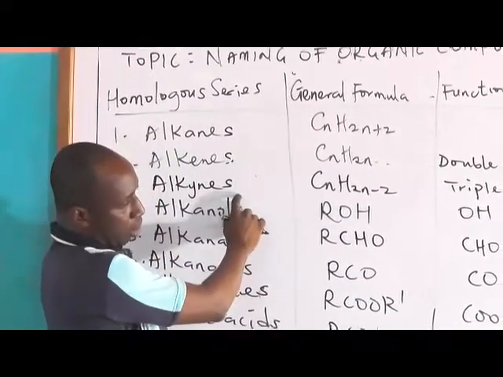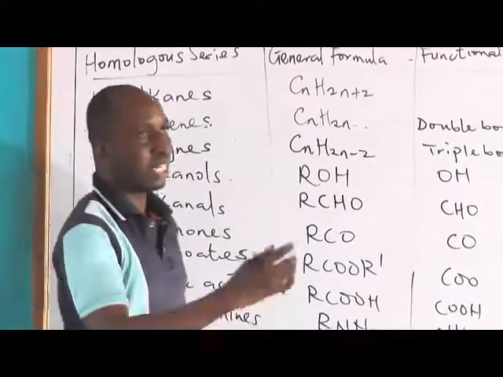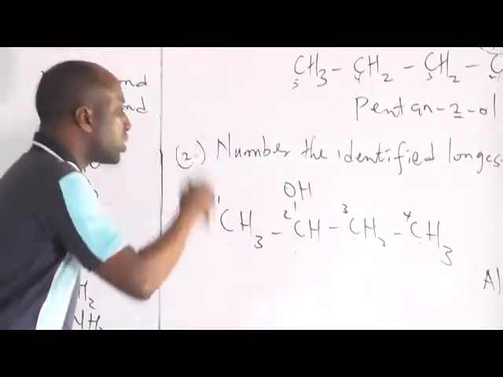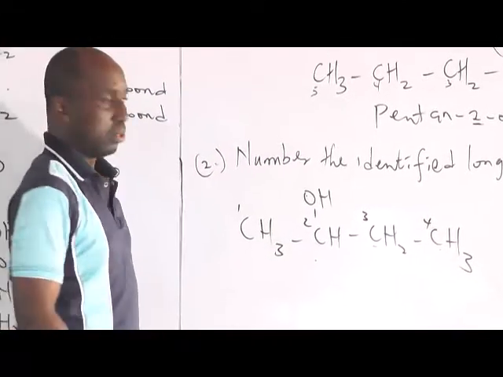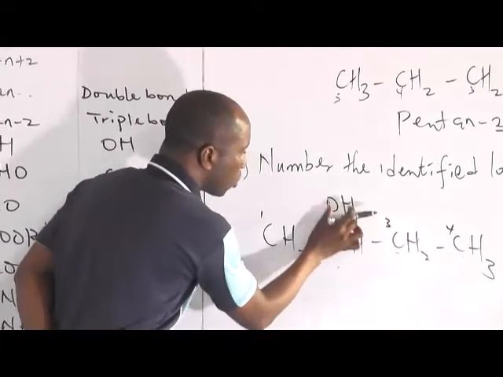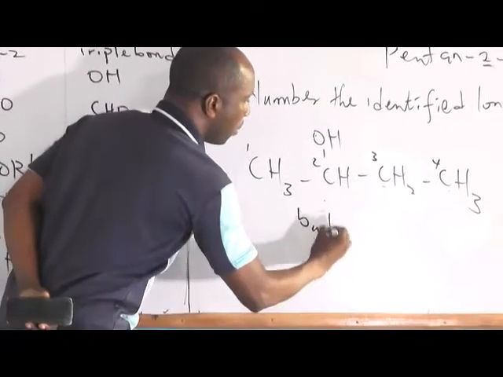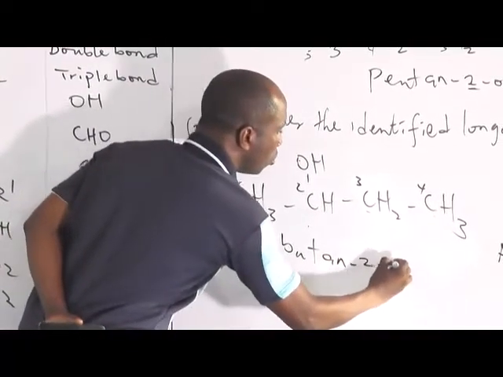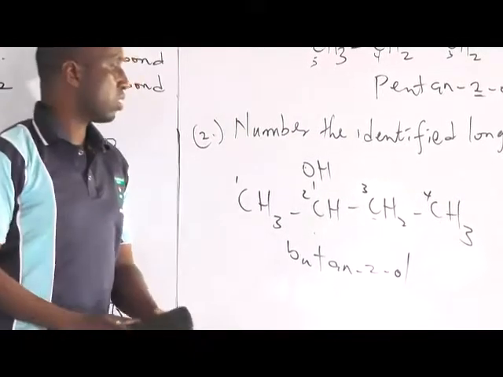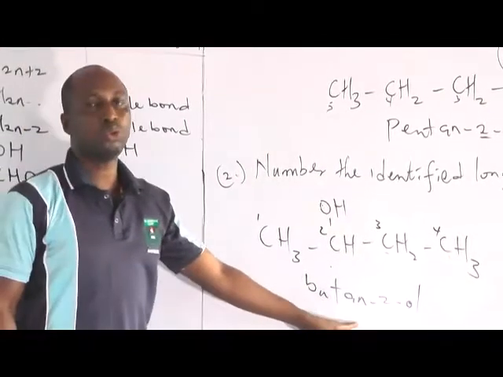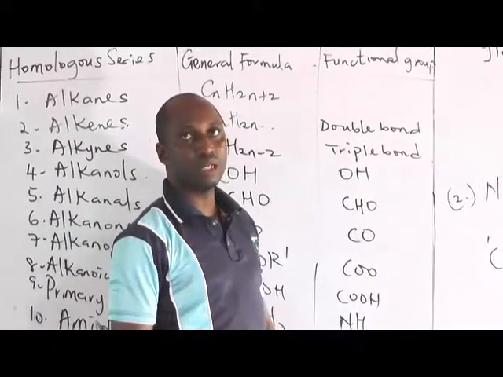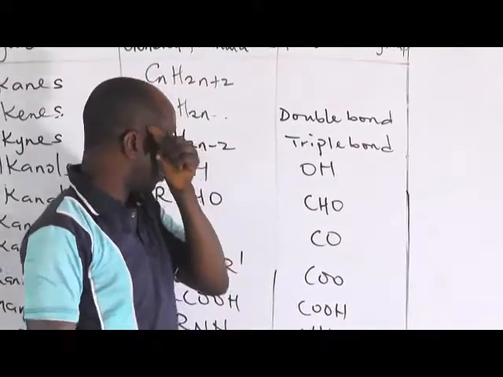Now it is an alkanol family. That means what? Butanol. But what type of butanol is this one? Because this one is attached to carbon number 2, it becomes butan-2-ol. That is the name. Butan-2-ol. That is rule number 2. Do you understand? So we go to rule number 3.